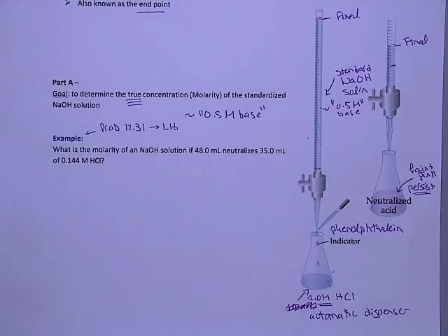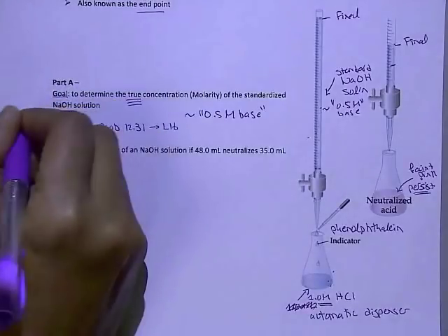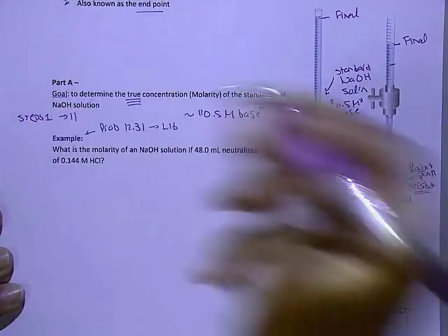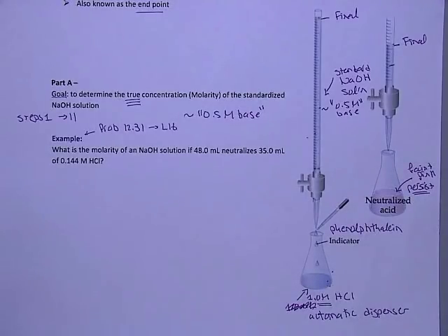So let's go through a sample calculation together of what you'll actually have to do in lab. So in steps 1 through 11, you're preparing your standard sodium hydroxide solution.